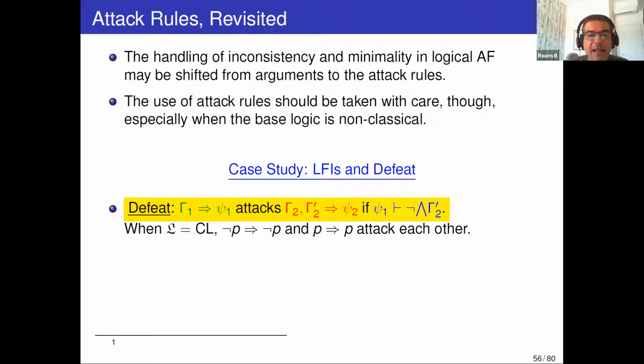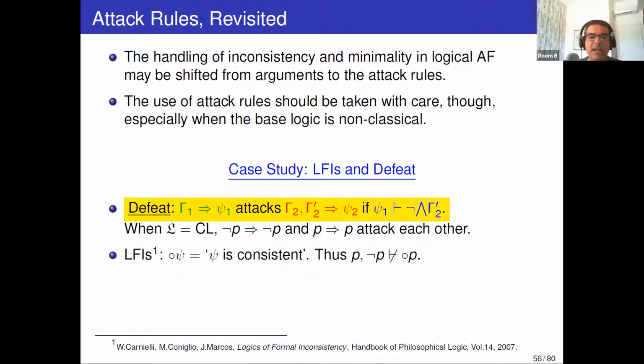So this means that if the conclusion of the attacking argument implies the negation of some subset of the support of the attacked argument, then we can apply the rule of defeat. So, for instance, in classical logic, this is one of the reasons that not P implies not P can attack P implies P. And again, the intuition here is that P and not P are contradictory. But this is not always the case in all the logics.